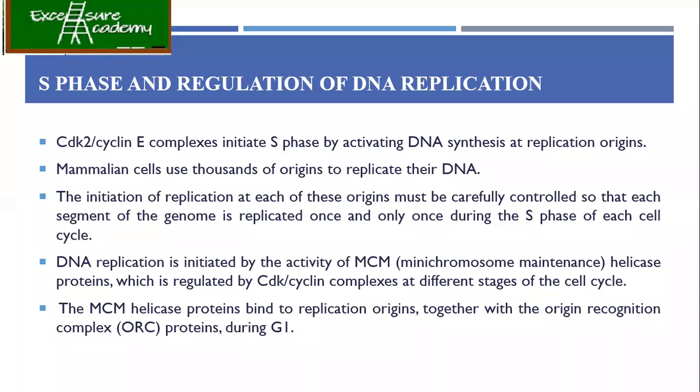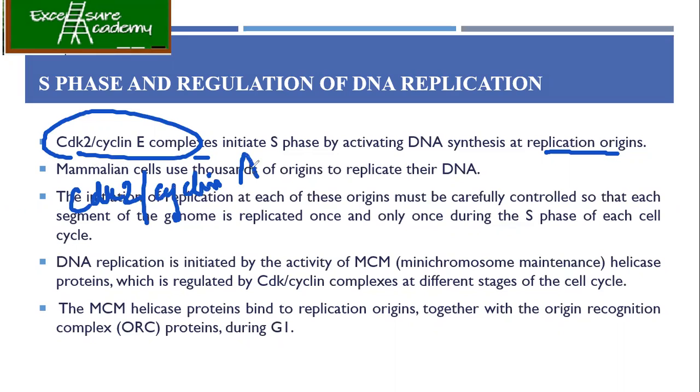So we know that the CDK2 and cyclin E complex initiates the S phase by activating DNA synthesis at the replication origins. So remember this: CDK2 and cyclin E. What about CDK4, 6 and cyclin D? That is of which phase? G1, G1, G1. And if it is CDK2 and cyclin A, then which phase is it? Very good, that is G2.